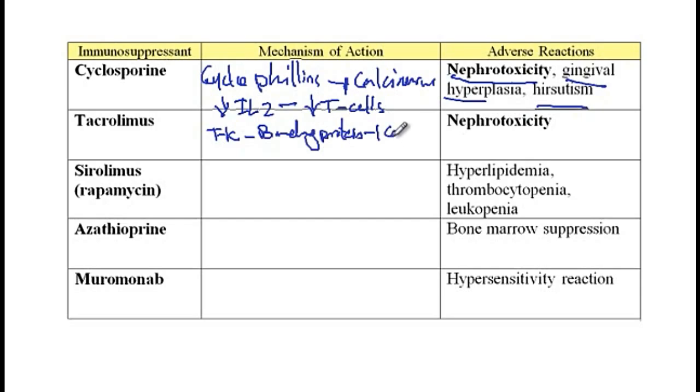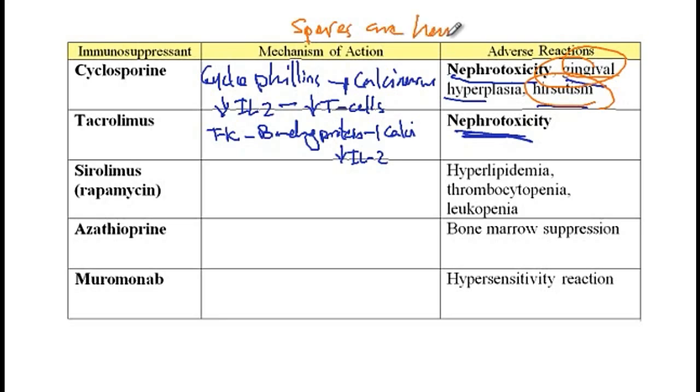and then therefore there would be decreased IL-2 activation. The side effect of tacrolimus is also nephrotoxicity, but then it's very important for you to know that cyclosporin is also associated with gingival hyperplasia and hirsutism. And the way I memorize it is that spores are hairy. So cyclosporin causes hirsutism. So that's how you can remember that in addition to nephrotoxicity, cyclosporin causes hirsutism.